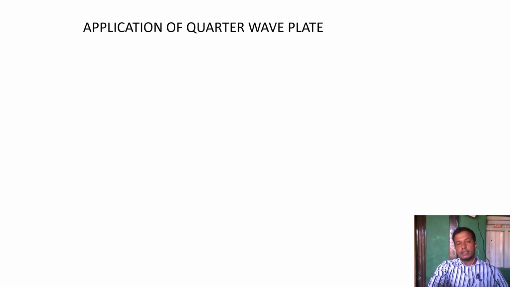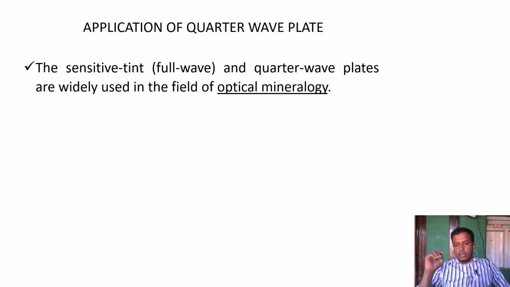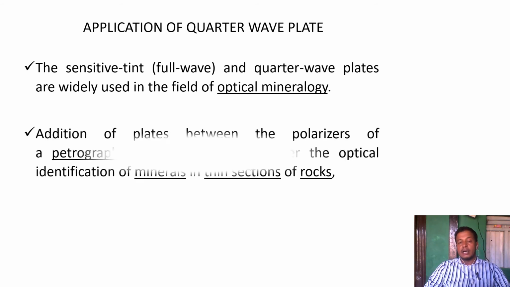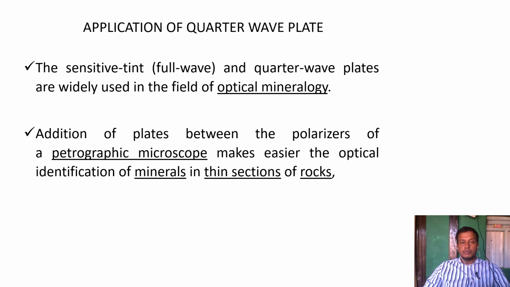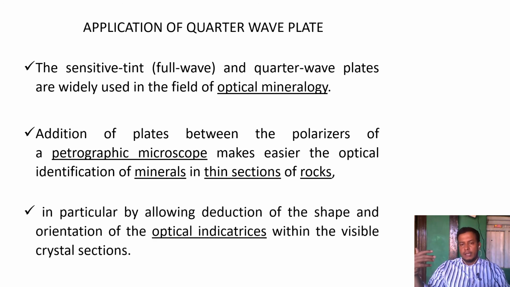The quarter wave plate and some other plates are very useful in optical mineralogy. The sensitive tint or full wave plate and quarter wave plates are widely used in the petrographic microscope. They make the optical identification of minerals in rock sections easier, and using the quarter wave plate one can easily say which type of mineral is present, in particular allowing detection of the shape and orientation of the optical indicatrices within visible crystal sections. Those are very useful applications of the quarter wave plate.